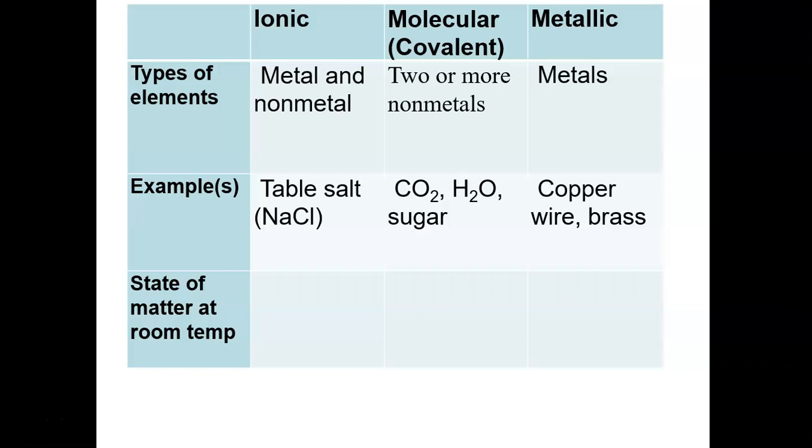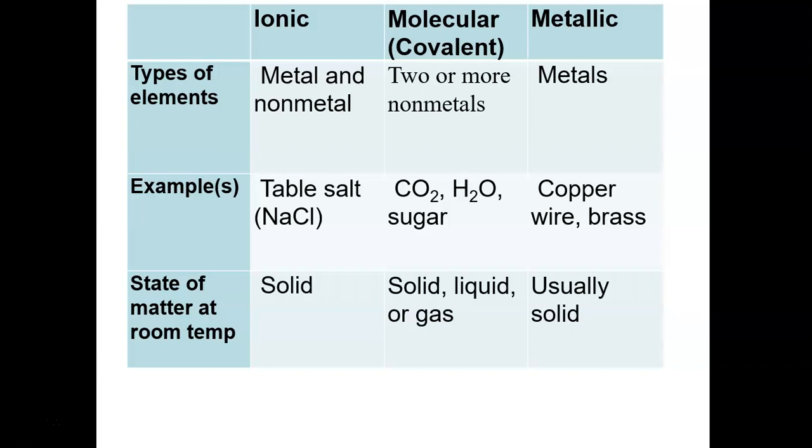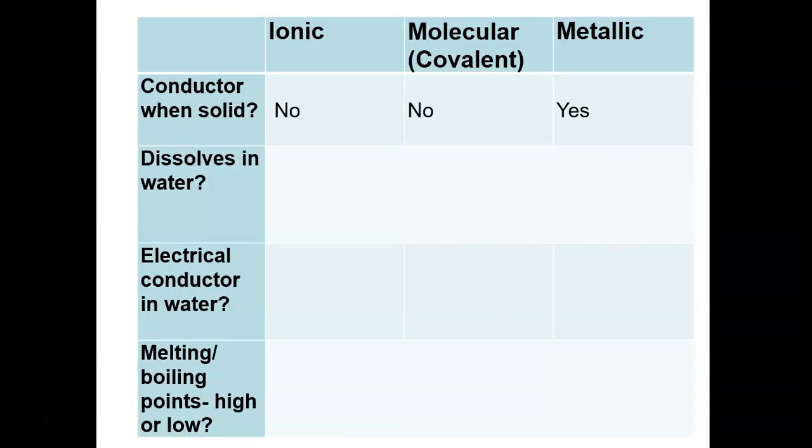State of matter at room temperature, again, with those examples in mind, it's very easy to answer that question. Ionic compounds would be solids. Covalent or molecular compounds could be solid, liquid, or gas, and metallic substances are usually solid. A notable example that's not solid is mercury, but generally they're going to be solids. Okay, so talking about some other properties.